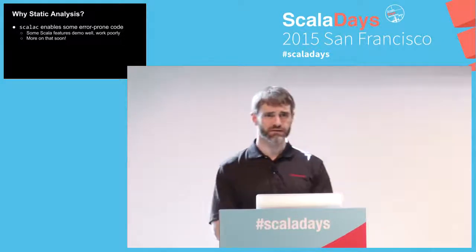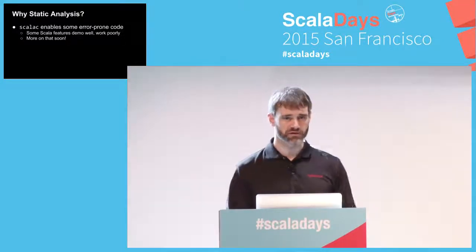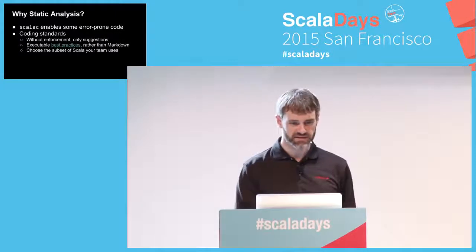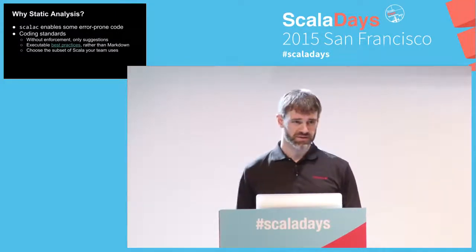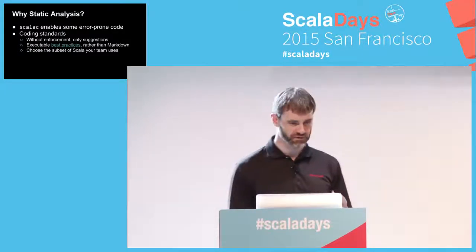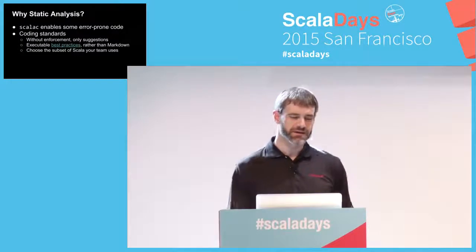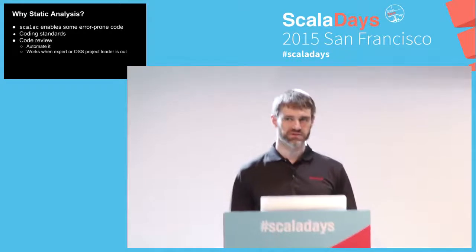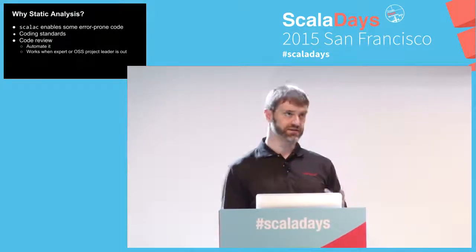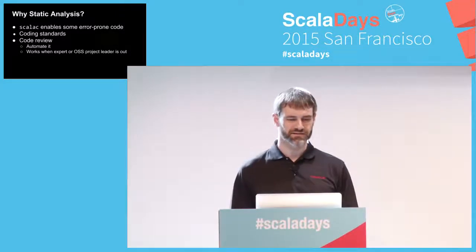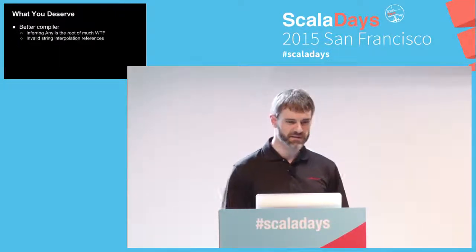So why static analysis? I think scalac allows you to do some things that demo really well but aren't a good idea in production. We'll have some examples of that in a bit. You probably have a coding standard. I think a coding standard that isn't automatically and uniformly enforced isn't a good idea. It's just a suggestion. I think you should have code review, but there are a lot of elements of code review that can be done automatically and have greater wisdom applied than your team probably collectively has.